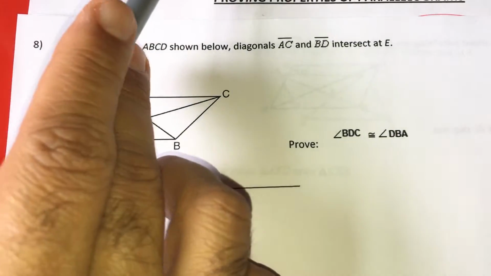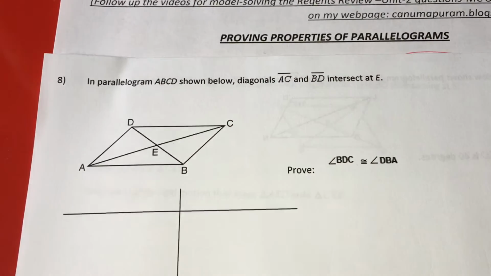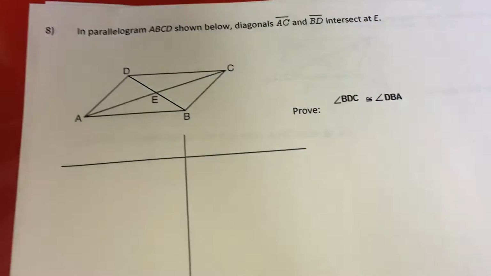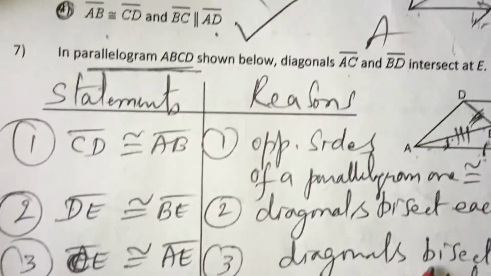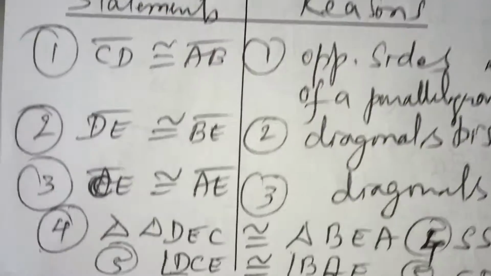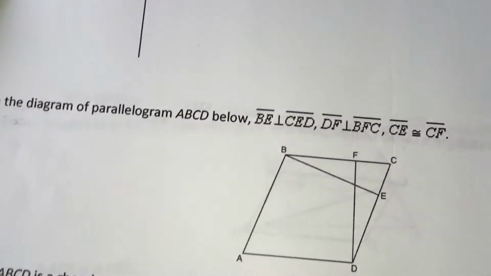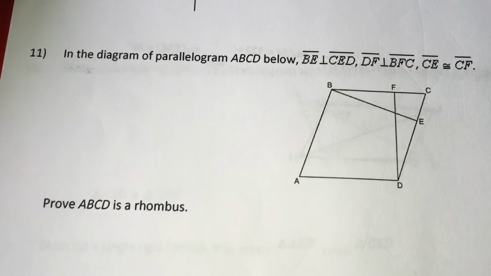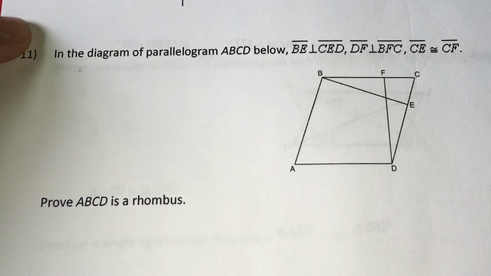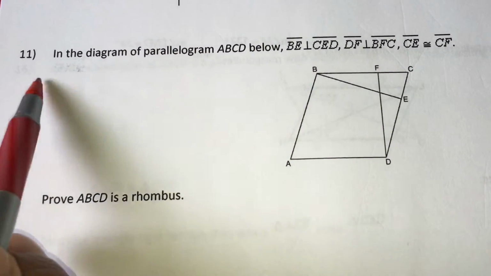Now, under this reasons review unit 2, proving properties of parallelograms, I have done the seventh problem earlier. The seventh and this eighth are the same type. Do this eighth exactly like the seventh one in the previous video. Now, 7 and 8 are the same type, and we are proceeding to 11. 9 and 10 are missing those numbers here, so don't worry about those numbers. Let's go for the 11th one.